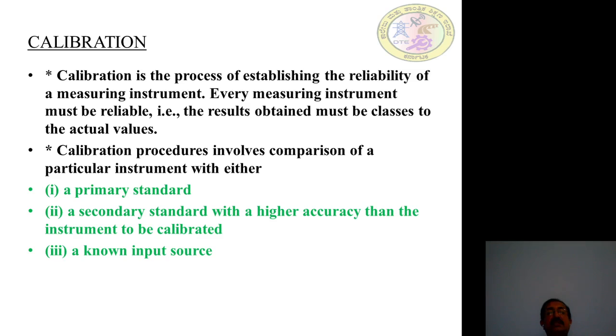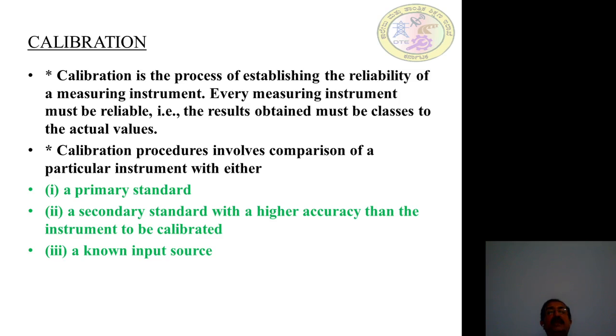What is the primary standard? The primary standard is the most accurate one. The secondary standard is the close copy of the primary standard. Tertiary standard is the close copy of the secondary standard, and the working standard is the close copy of the tertiary standard.